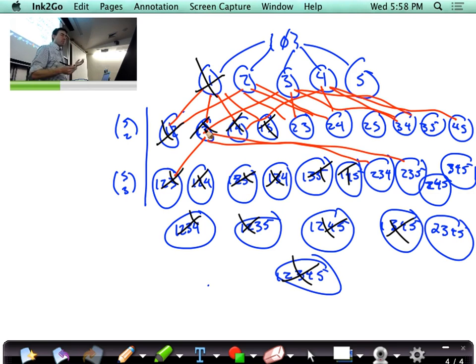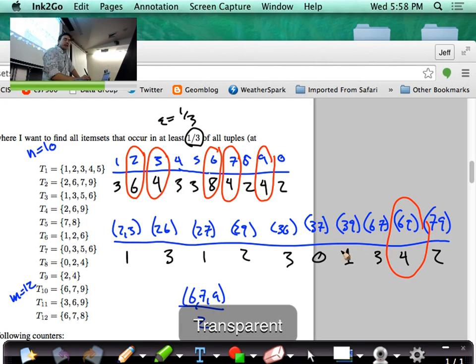Okay, so that's kind of all there is. That's all I was going to say about this itemset mining and these apriori things. Oh, I guess one more thing. Let's go back to this picture here.